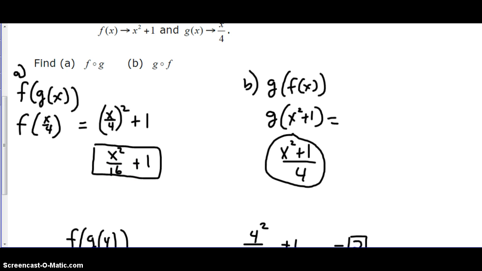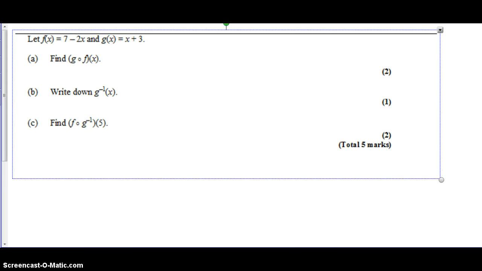Let's look at one IB problem next. In this example, part A is asking for the composite. Part B is asking you to find the inverse. Remember, g to the negative 1 of x is the inverse. So this is going to be explained and reviewed in a different video.